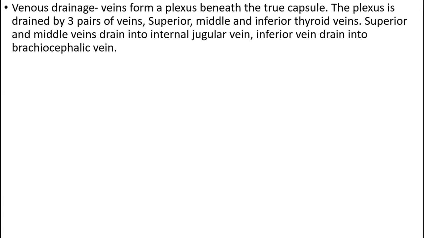Venous drainage: veins form a plexus beneath the true capsule. The plexus is drained by three pairs of veins: superior, middle, and inferior thyroid veins. Superior and middle drain into the internal jugular vein, but the inferior drains into the brachiocephalic vein.